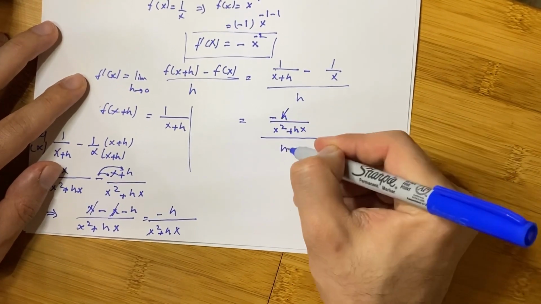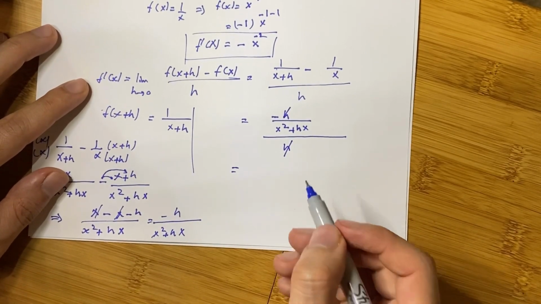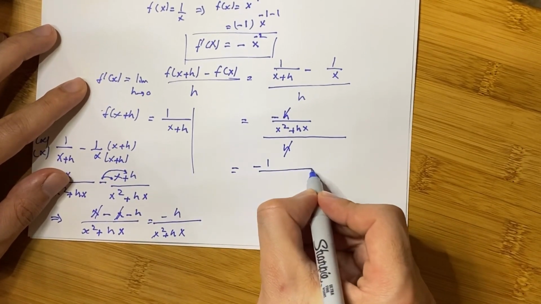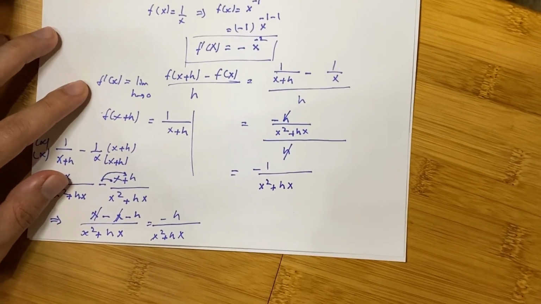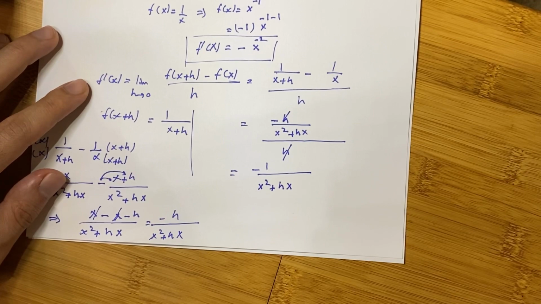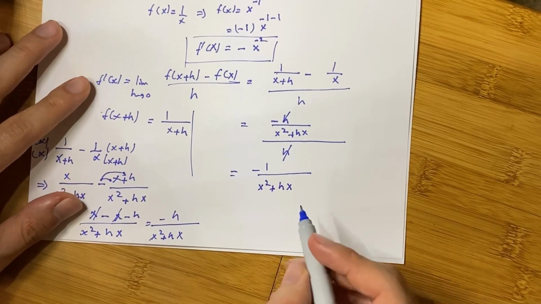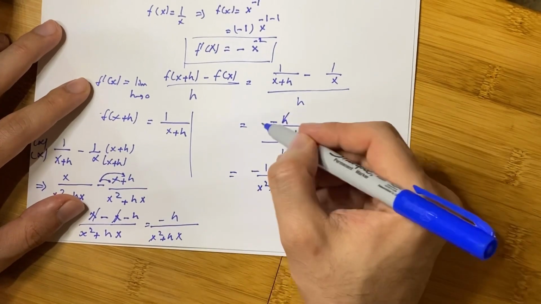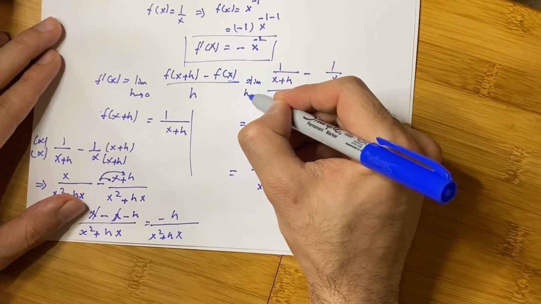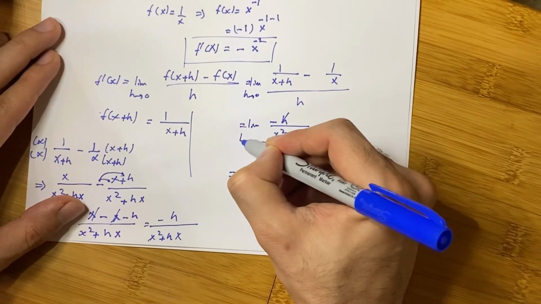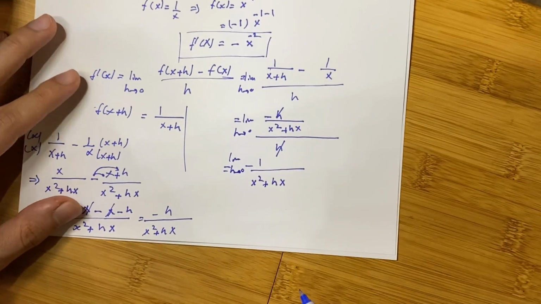So that will be minus h over x squared plus hx, over h. So this term with this term goes together, and what's left is minus 1 over x squared plus hx, which is equal to, oh, this is the limit. So this is the limit as h goes to 0.